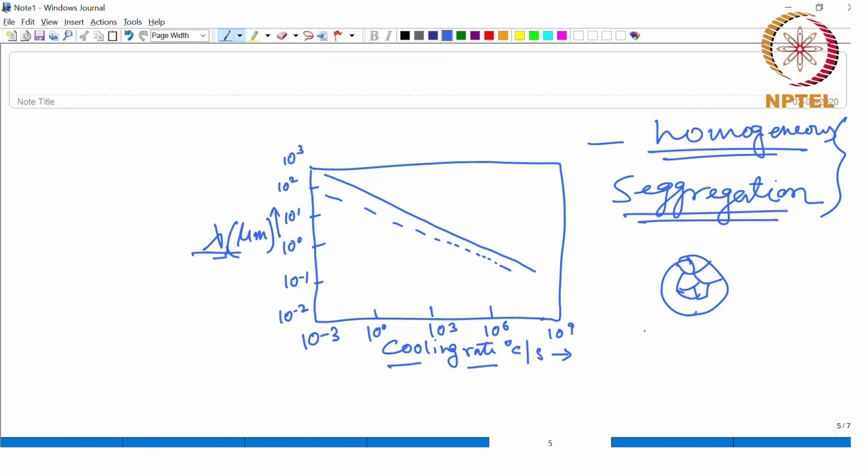So, this kind of microstructure where these grains grow randomly in all directions without any preferential direction for growth is called equiaxed grains or equiaxed microstructure.